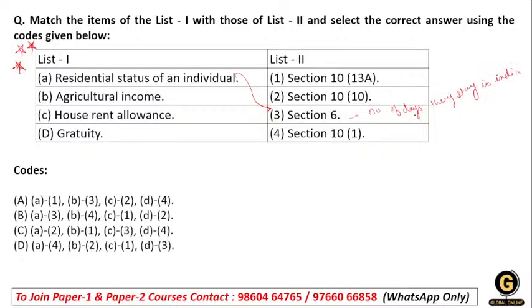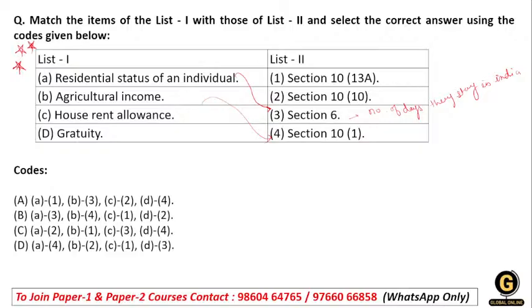They stay in India. Okay, so this you can match with section number 6. In section 6, the residential status of an individual is given. Agriculture income is given in section 10 subsection 1. So section 10 subsection 1 of the Income Tax Act 1961 says that agriculture income is exempt from tax, but it is considered for rate purposes if the individual has other taxable income.